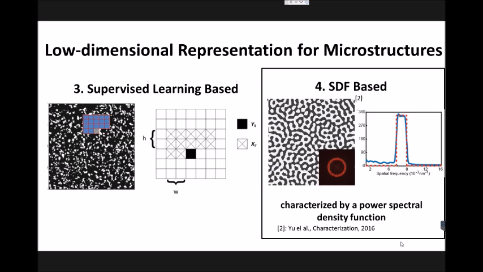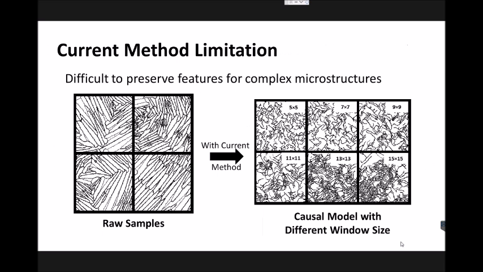The spectral density function-based method is to figure out the power spectral density function of the material microstructures by assuming it's a quasi-random nanomaterial system. The limitation of current methods is that they have difficulties preserving features of complicated material microstructures, such as Type 64. We tried to characterize it by a causal model from a supervised learning method. The performance is not satisfactory with different window sizes.